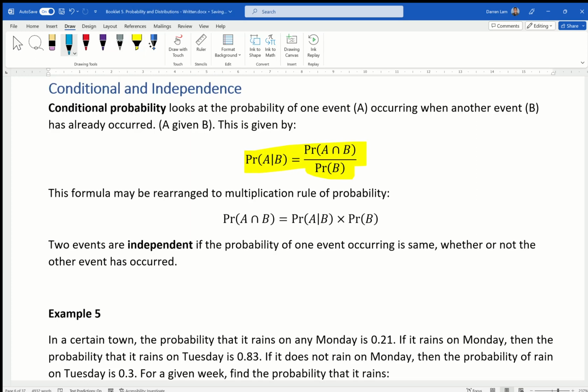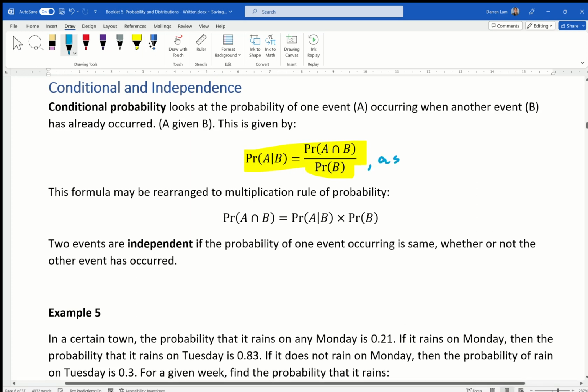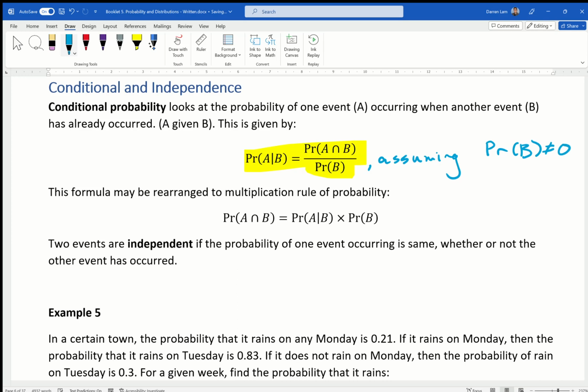And add to the side, assuming probability of B does not equal 0. That's pretty straightforward. If the probability of B equals 0, that is a non-defined or undefined formula. Conditional probability we've done before. Please say yes. Conditional probability we've done.